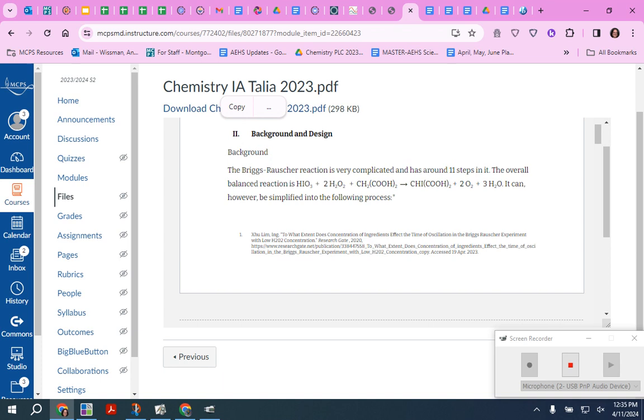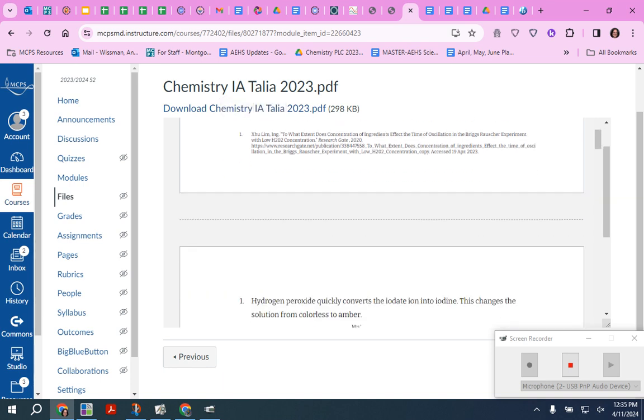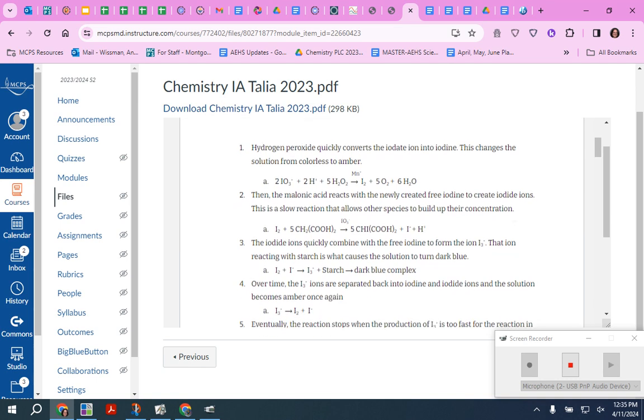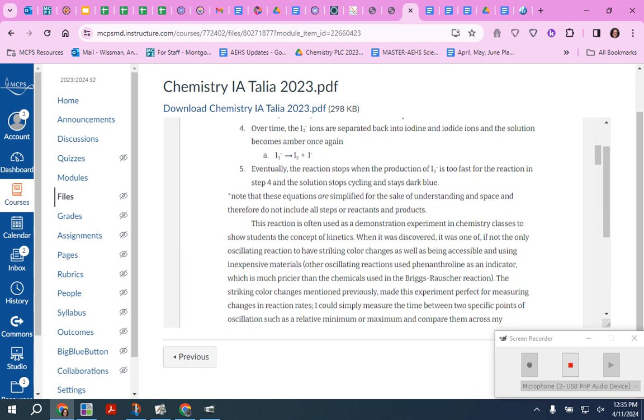Background: she had to put a lot more chemistry into this because it's actually an extremely complicated reaction with 11 steps. She did not have to know all the details of all the steps. I mean, she pulled this out of a paper that described the steps. She didn't have to know that off the top of her head, okay? But she did have to talk about it because it is a complicated reaction. Here are the different steps of the reaction that eventually make it stop cycling.